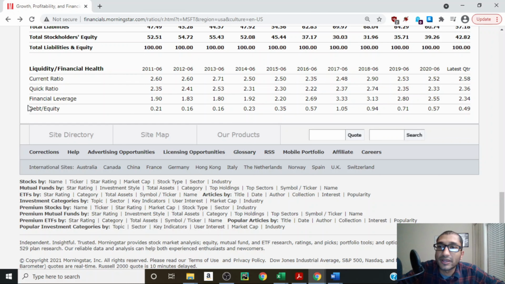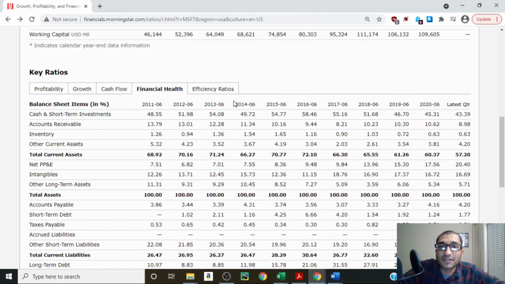Finally, looking at the debt-to-equity ratio. The debt-to-equity ratio compares the company's total debt to its shareholders' equity. Ideally, we want to see the company's debt-to-equity ratio to be less than 1.0. It's even better if it's less than 0.5. Back in 2011, Microsoft's debt-to-equity was at 0.21, and for the latest quarter, it's at 0.49. These four liquidity and financial health ratios that Microsoft has are actually better than those of its competitors such as Apple and Oracle.